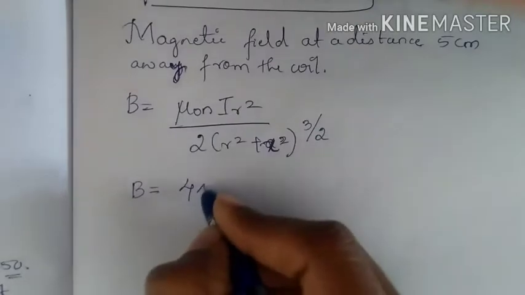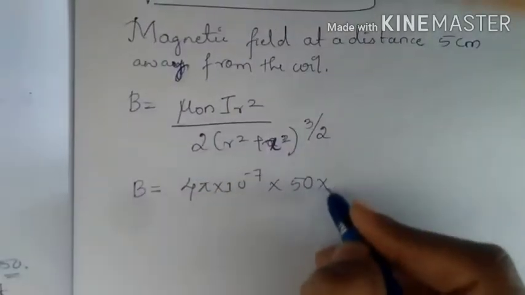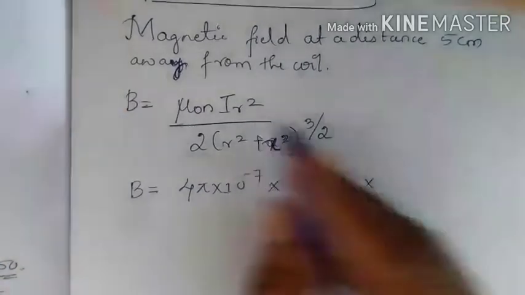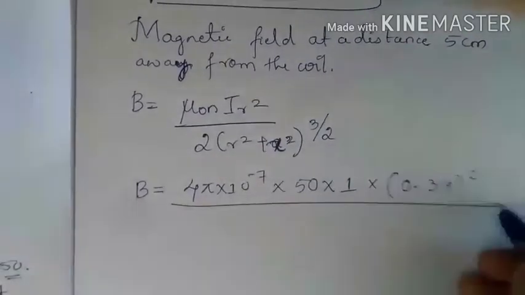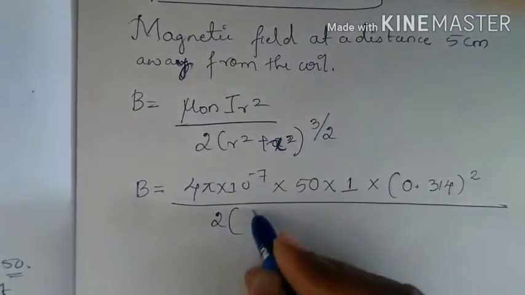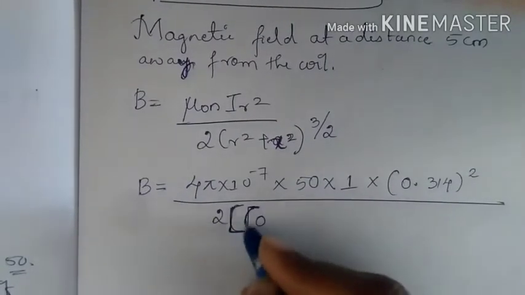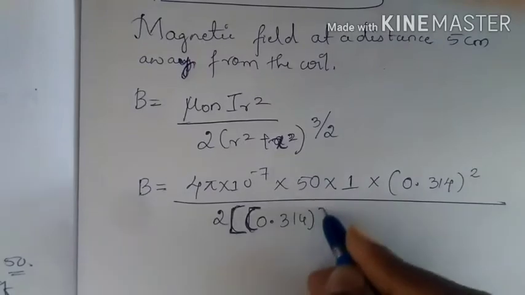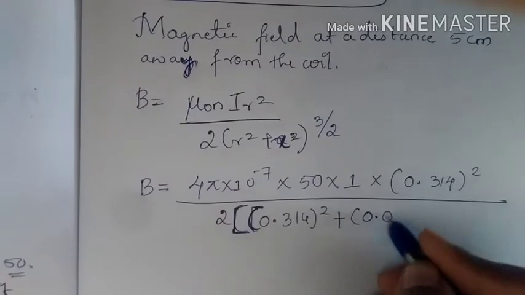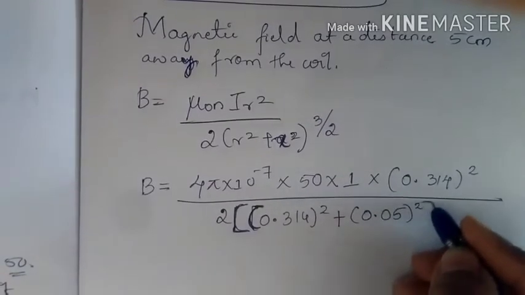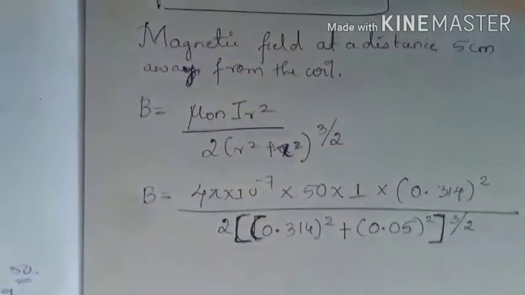μ0 is 4π into 10 power minus 7, N is the number of turns, that is 50, I is known, 1, and what is R? It is 0.314 whole square divided by 2. So R is again 0.314 whole square plus x square is there. So the value of x is 0.05 whole square, and this is being powered to 3 by 2.